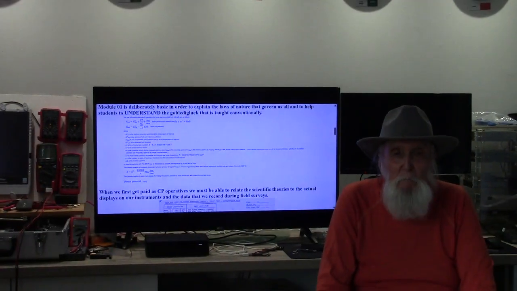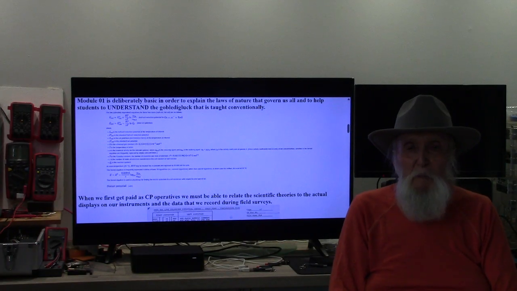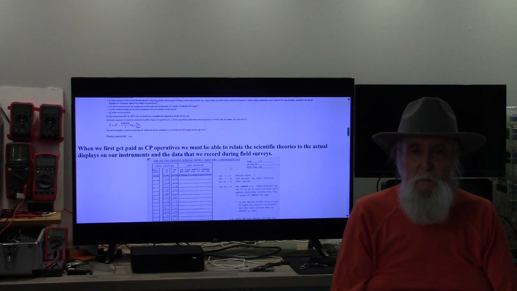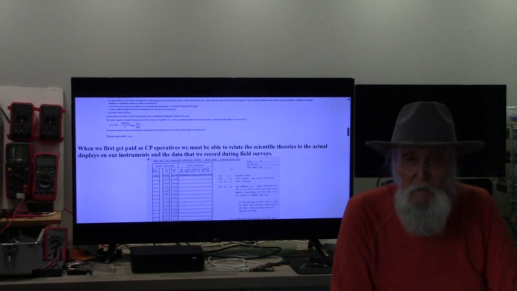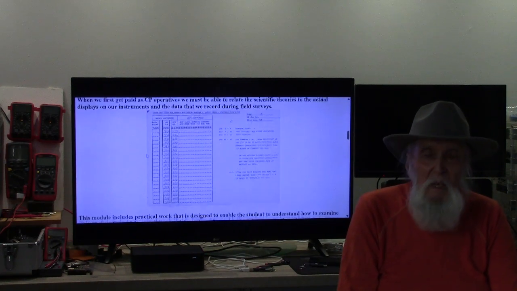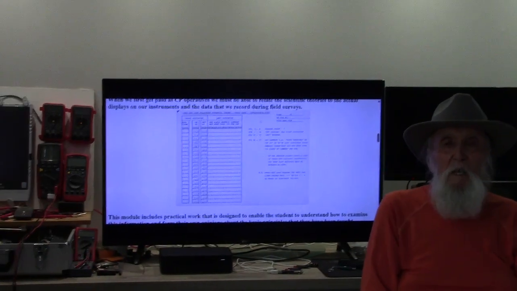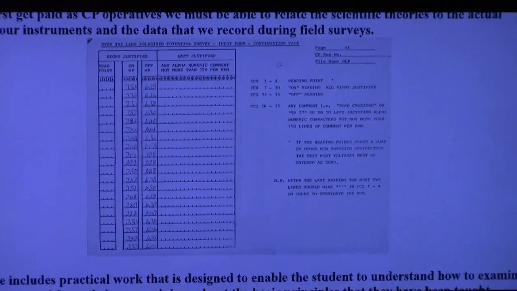When we first get paid as CP operatives, we must be able to relate scientific theories to the actual displays on our instruments and the data that we record during field surveys, such as this form, as you can see, which field technicians will be familiar with, where they have to record the data that they are taking in the field.